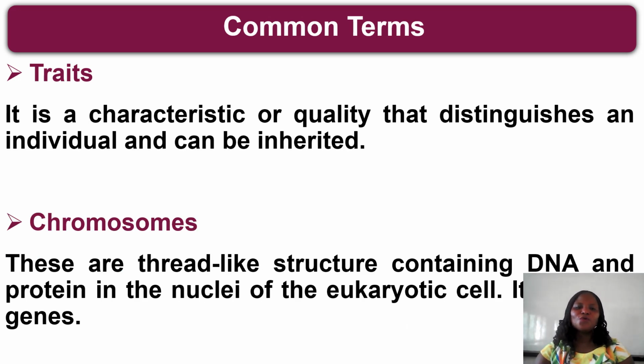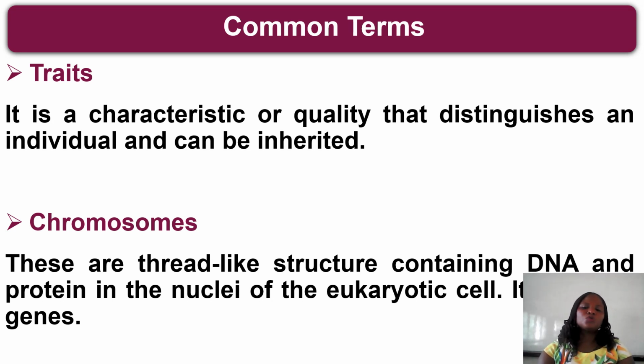Okay, another term we'll look at is traits. When we talk about traits, what are they? We can say that it's a characteristic or quality that distinguishes an individual and can be inherited. So when you look at your mate, you realize that there is a particular difference between the two of you, and it's a trait that your parents pass on to you. So whatever you inherited from your parents, you can say it's a trait that you get from them or they transmit to you.